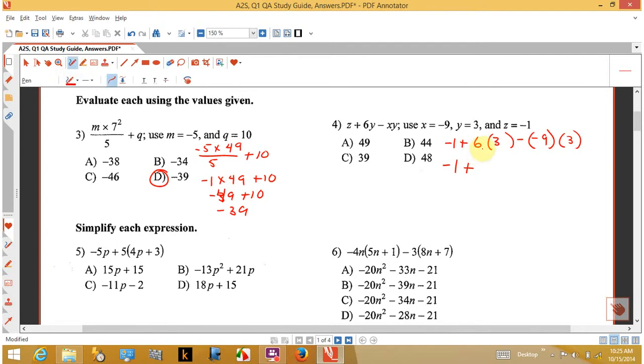So I got a negative 1 plus 18 minus a negative 9 times a negative 3, a negative 27. Okay, I got a negative 1 plus 18, that would be 17 minus a negative 27. 17 plus 27, that would be equal to 44.